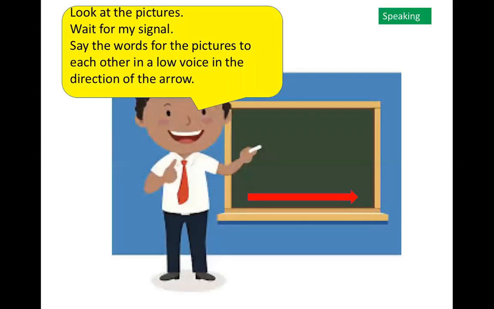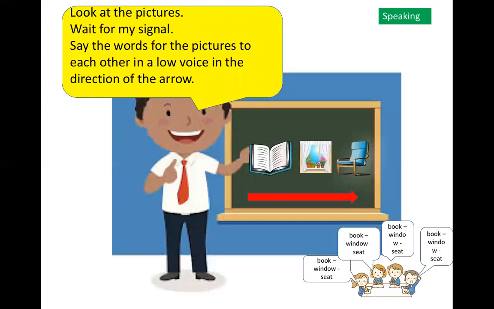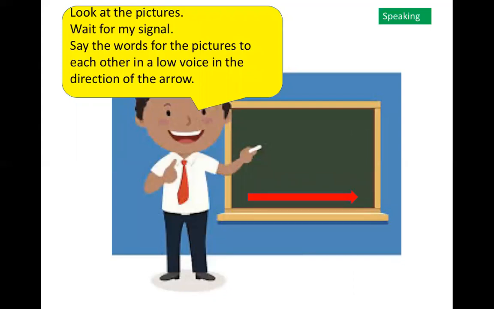Let's raise the level of the speaking tool. Look at the pictures, wait for my signal, say the words for the pictures to each other in a low voice in the direction of the arrow. Make sure that you don't have 1 or 2 or a few students saying the words as they appear. So the students need to get used to the fact that they have to wait until the first one, the second one, the third one appears, and then you give a signal, and the kids will say, book, window, seat to each other. Let's try it again.